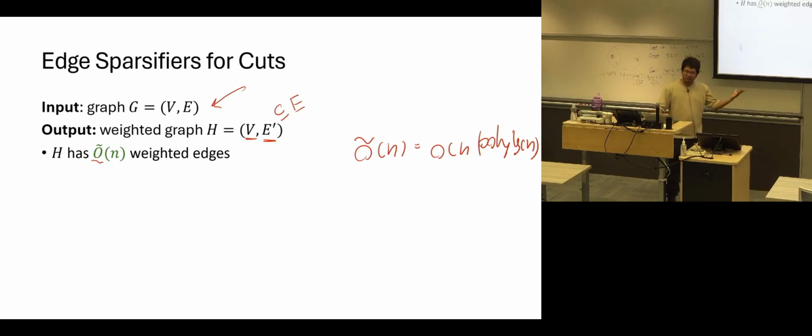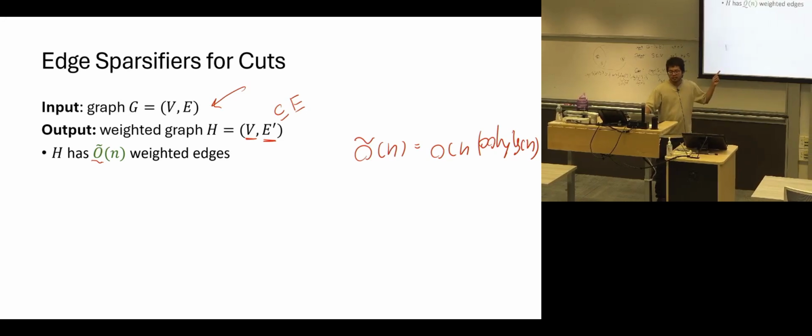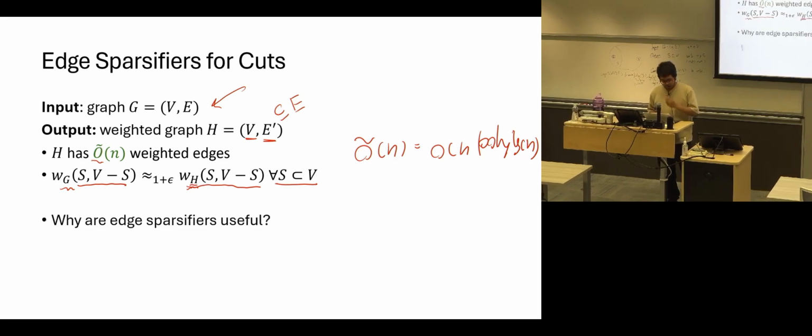So this graph is sparse. It's not dense, because a dense graph can have n square edges. This is sparse. But at the same time, for every cut, the cut size in G is basically the same in H, up to a 1 plus epsilon factor. So I hope you understand this. Any question about this object, the definition?